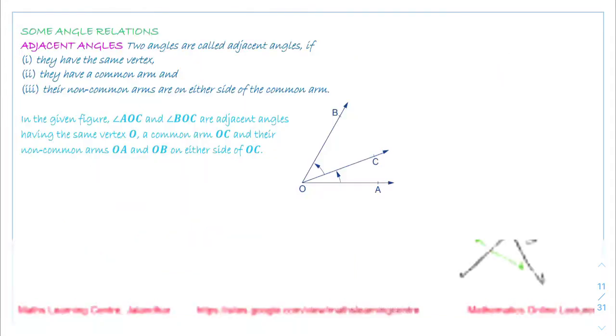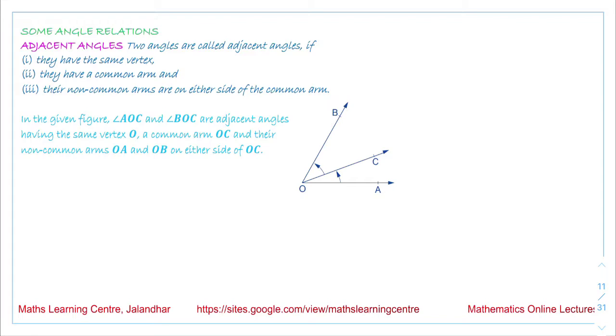Next we have the definition of adjacent angles. What the definition says is, we have two angles and they have the same vertex. It means some vertex is given to us and we have two angles. The first property is they have the same vertex. Second is they have a common arm. Suppose this is the common arm I am talking about. Common arm means now the two angles are like this. This is one angle with this arm and this is the second angle with this arm.